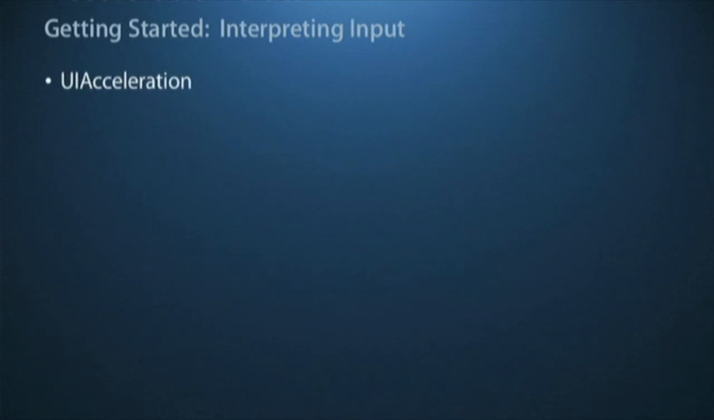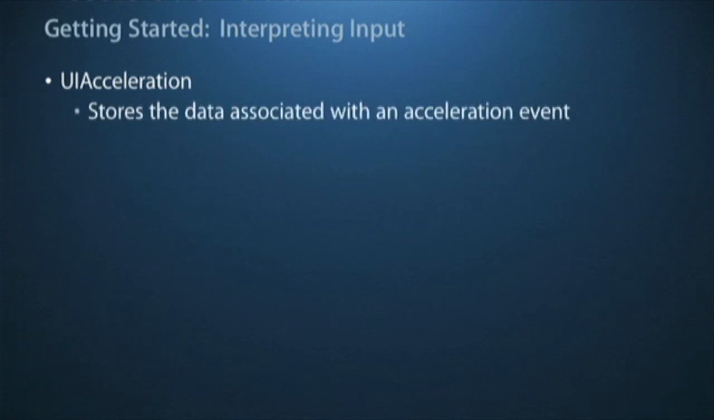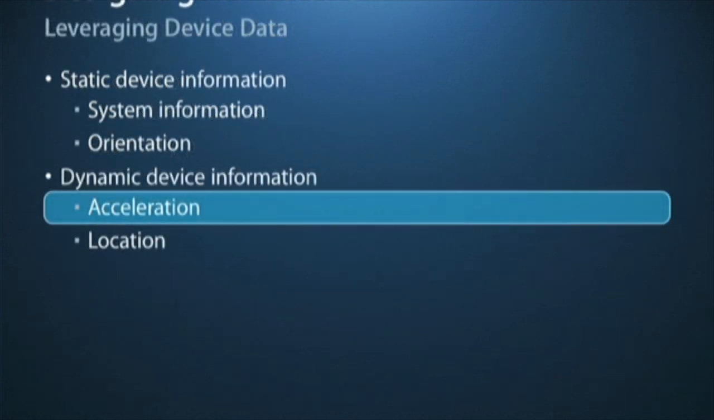After you execute the 3 steps I just mentioned with the UI accelerometer class, a UI acceleration object is returned to your code. UI acceleration is a very simple class. It really only has 3 read-only properties, X, Y, and Z, which are used to report the current accelerometer readings on each of the 3 axes. So that's it for the accelerometer and acceleration data. As you can see, it's pretty simple to get started using dynamic device information in your code.